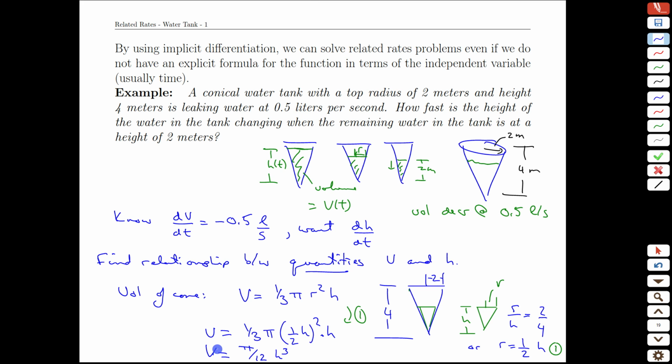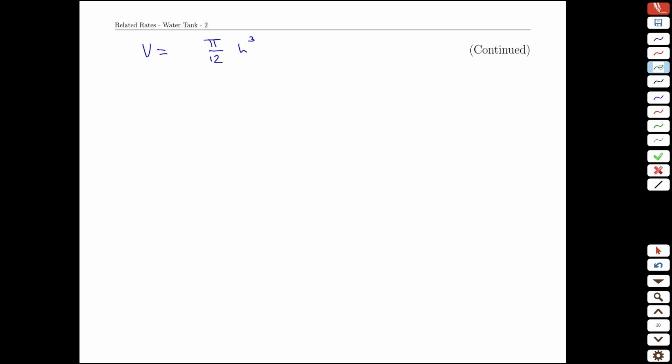Perfect. So now the volume of water that we have in the tank is always going to be given by this function here. This is a relationship that is always true, and it's a relationship between the quantities, V and H. Remember what we want though, we want the relationship between their rates, so this will be our starting point to introduce the calculus. So here's our relationship again.